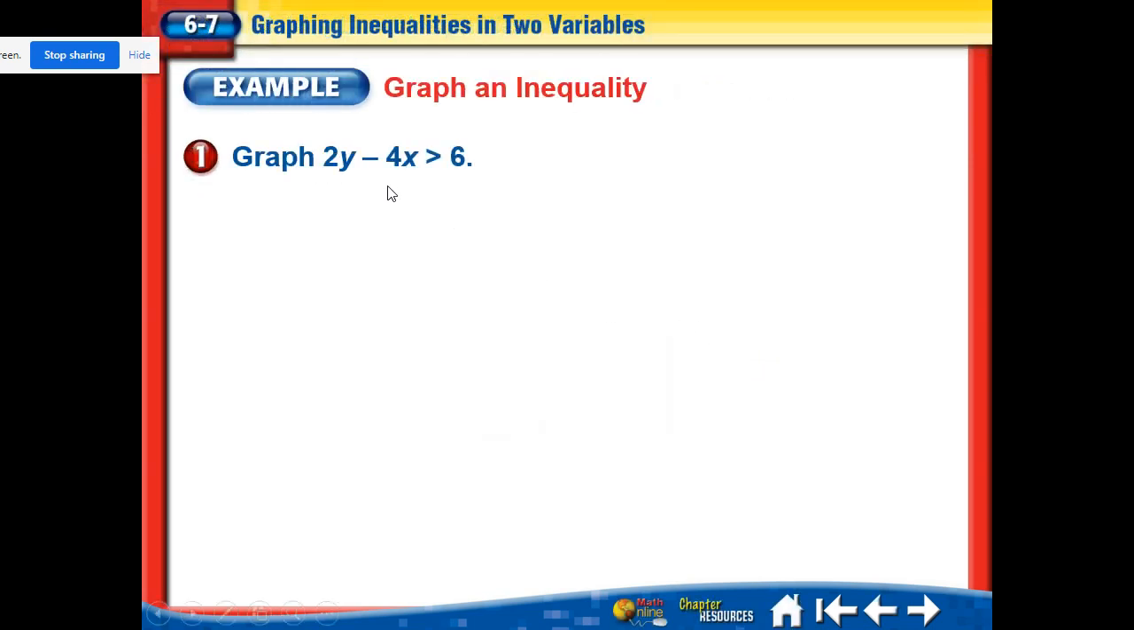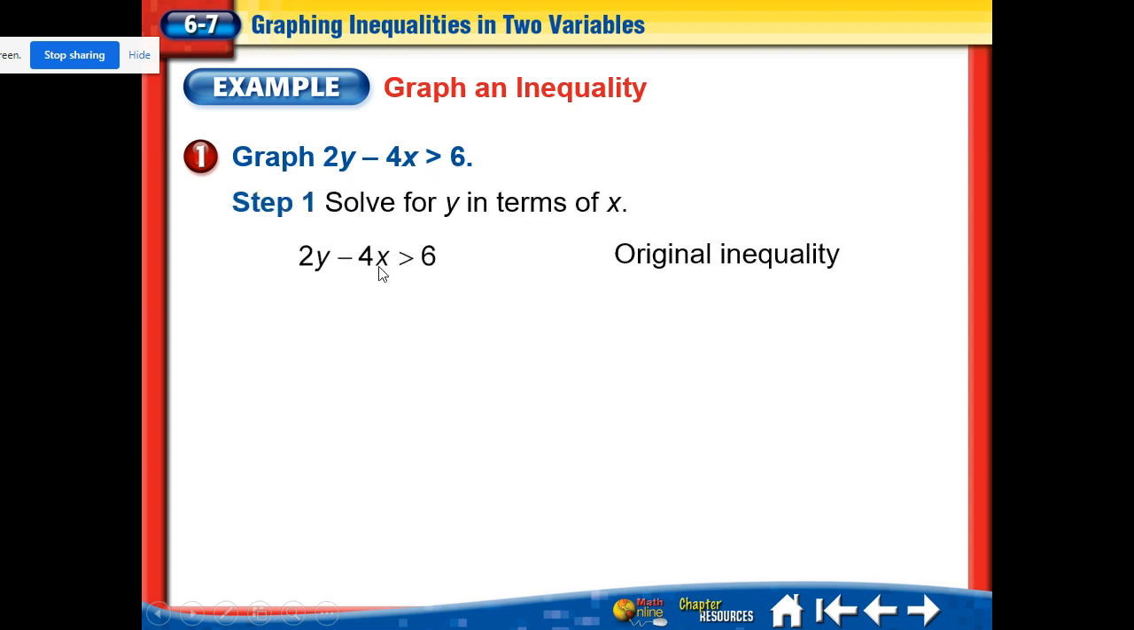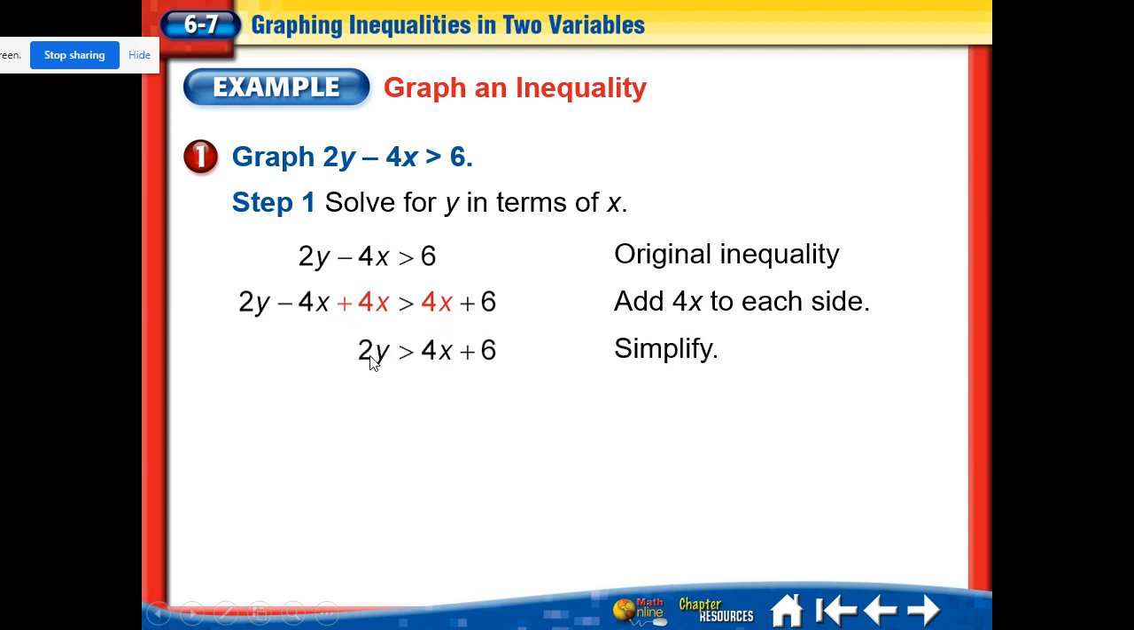Let's try another one. Remember, sometimes we get ones that are in standard form, and we have to solve for y. We've done some of these before. So I have to take the x and move it over. Now remember, when I move it over, I have to change its sign. So from negative 4x, it becomes positive 4x. So we're going to move that negative 4x over, so we're going to add positive 4x. So it's 2y is greater than 4x plus 6.